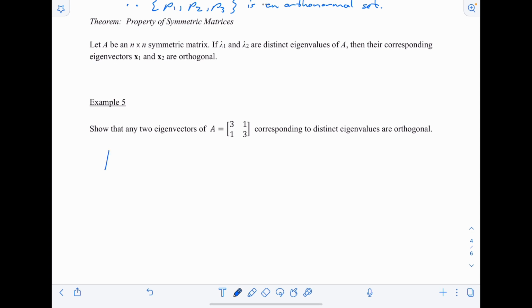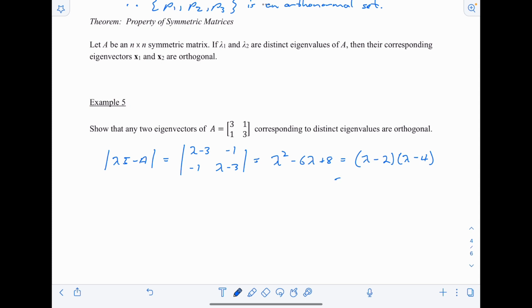So in this case, taking lambda I minus A, the determinant of that is going to be the determinant of lambda minus 3, -1, -1, and lambda minus 3, which I'm just going to multiply out right away. We'll have lambda squared minus 6 lambda, and then we'll have a plus 9 minus 1, which is a plus 8. And that factors as lambda minus 2, lambda minus 4. So in this case, we get two distinct eigenvalues. We get one equaling 2 and the other one equaling 4.